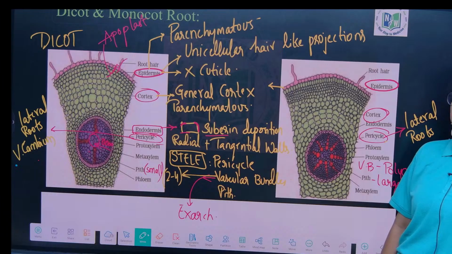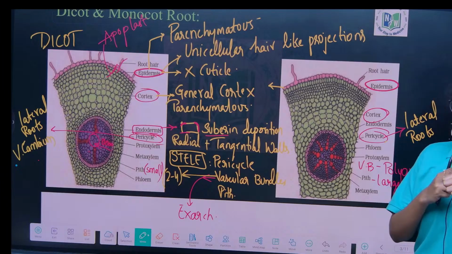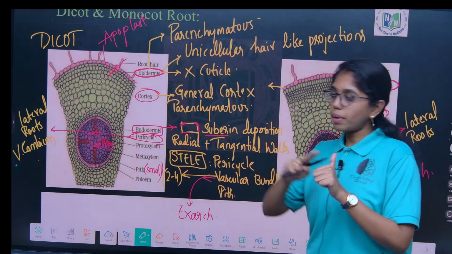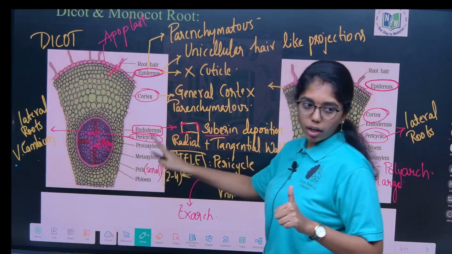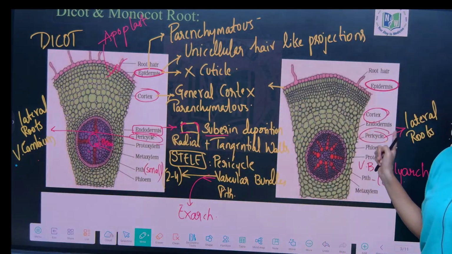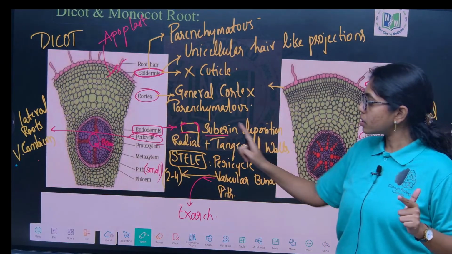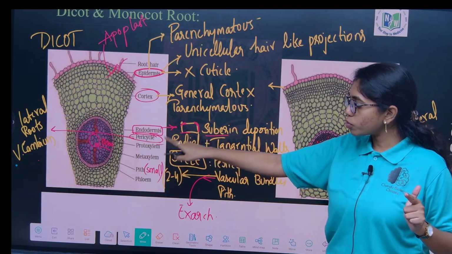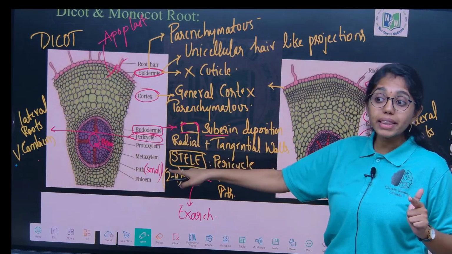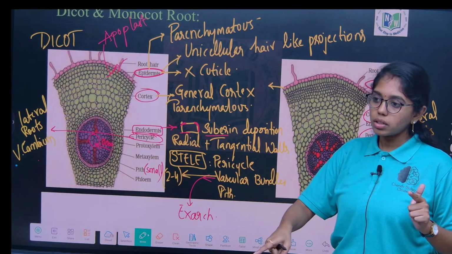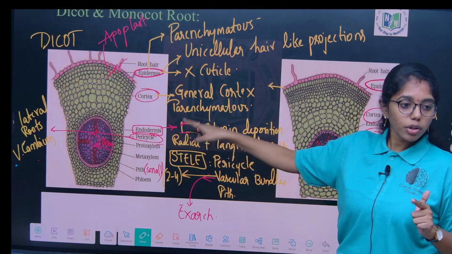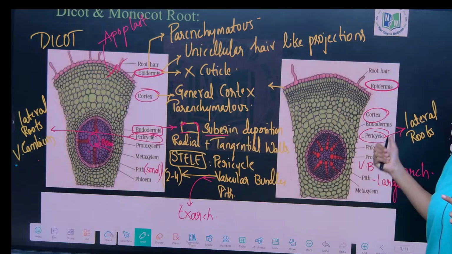What are those three differences, you tell me? Vascular bundles. The number of vascular bundles in dicots is diarch to tetrarch, 2 to 4. Here it is polyarch, many. And the second difference is, here it has small pith. Here in dicot root you have small pith, here large pith.